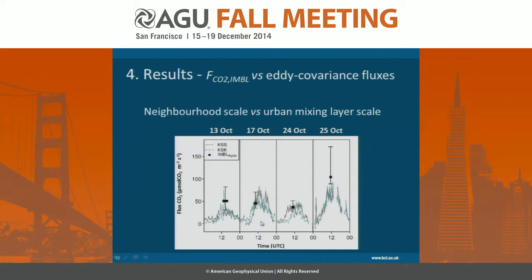So we compare our fluxes with the Eddy-Covariance fluxes in central London for the four cases, and we have to bear in mind that the two methods are not sampling the same area, because the Eddy-Covariance fluxes are more representative of the neighborhood scale. But still, they give us similar results and they have similar magnitudes. And also we can see that, for example, on the 25th of October, both methods were actually measuring higher values than the other days.